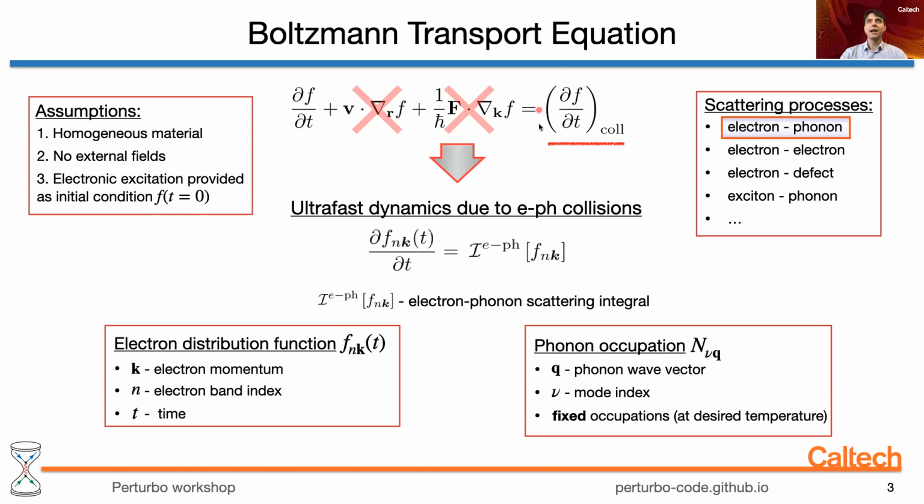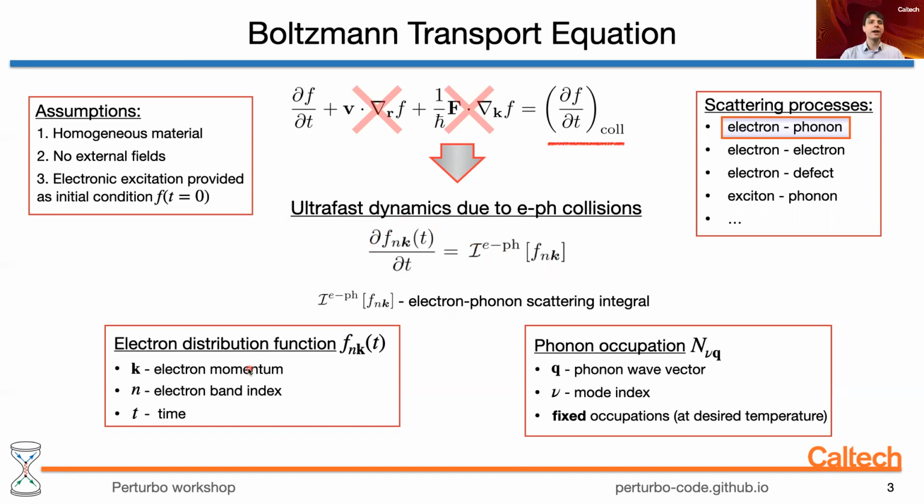On the right-hand side, we have the collision term, which can describe a lot of different collision processes, for example, electron-phonon, electron-electron, electron-defect, etc. But in this lecture, we will consider only electron-phonon scattering processes. Therefore, we will have the electron-phonon scattering integral, denoted here I electron-phonon, and it's actually a functional of the electron occupation function f. So here we have our equation, and roughly speaking, on the left-hand side we have a part that describes the electron occupation function, and on the right-hand side we have the electron-phonon scattering physics.